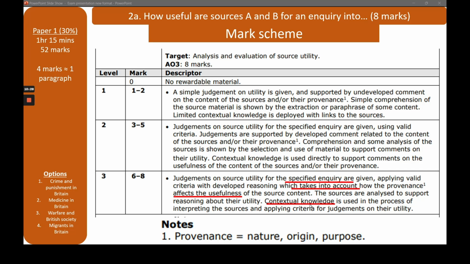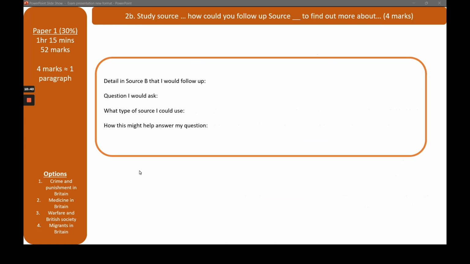And then I need to add contextual knowledge, and for both of those sources I did it. So I think if this was an answer, the examiner would look down the levels and say it's definitely level 3. Would I give this 6, 7 or 8 marks? It'll be 8 marks, and that's how examiners work.